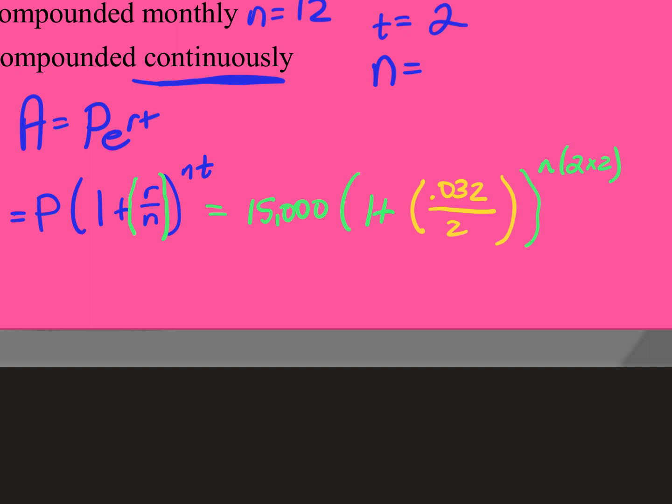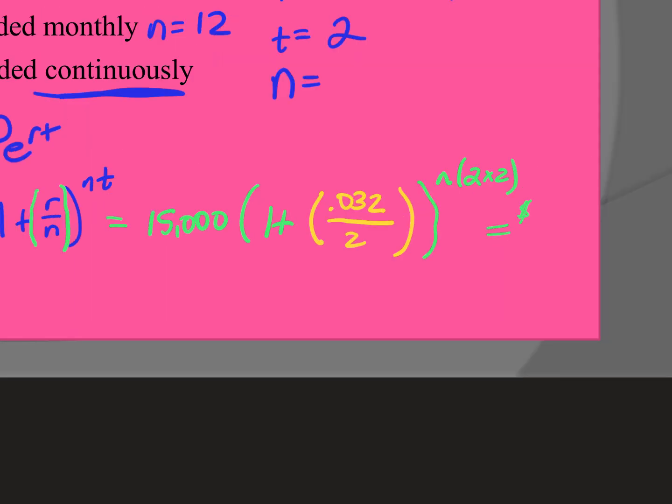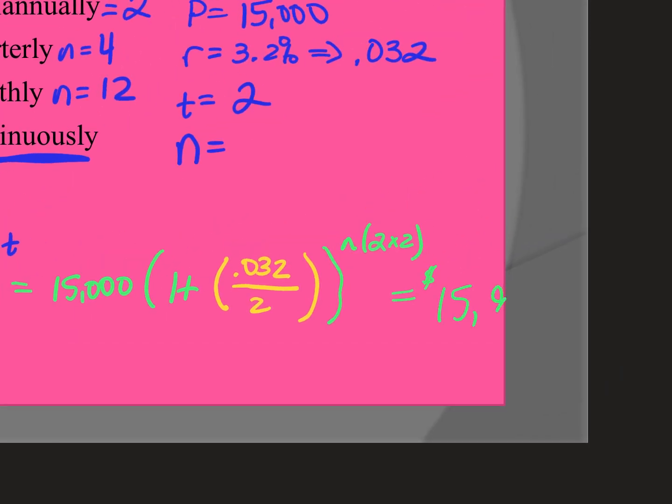So in your calculator, do this with me to practice. Type in 15,000, parenthesis, 1 plus, parenthesis, 0.032 divided by 2. Close your parenthesis on that fraction. Then close the big parenthesis, so you should have 2. And then raise it to the 4th power. What do you guys get? All right, we got $15,983.28. Okay. How many of you got that?